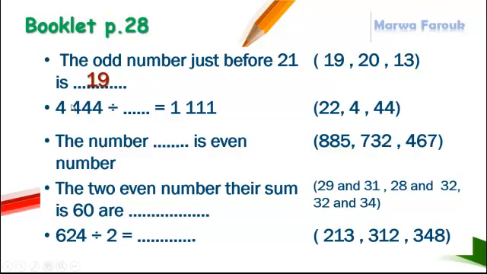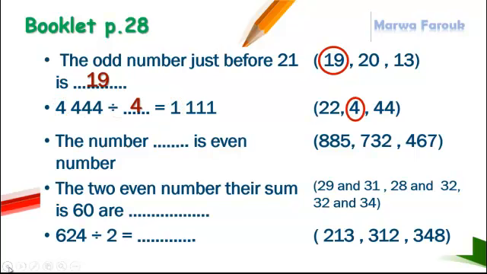Next one, I have 4444 divided by what equal 1111. When the number in the middle is missing, we are going to divide the bigger number by the smaller number. But we have here a number that is more than one digit, so we will take only the highest place value, which here is 4 and here is 1. 4 divided by 1 equal 4, so the answer is 4. Put a circle around 4.